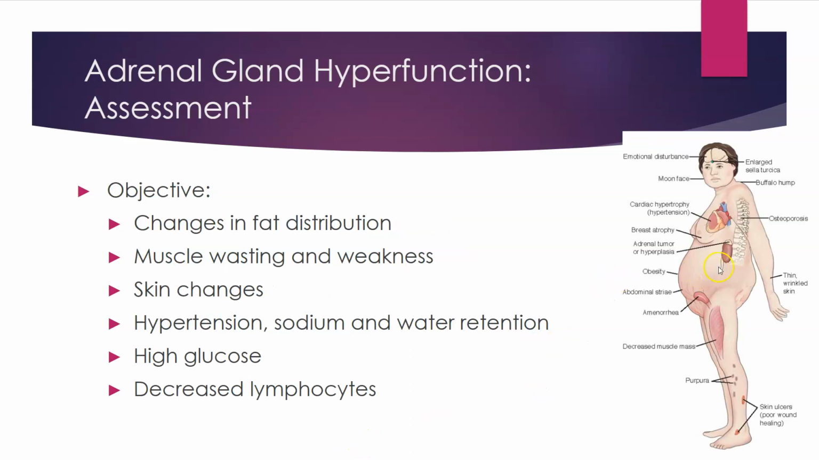So with that, you're going to see changes in fat distribution. You're going to see muscle wasting and weakness, skin changes, such as the striae and the thinning of the skin. You're going to have hypertension, sodium, and water retention. You'll have some high glucose, and you'll have some decreased lymphocytes, putting them at risk for infection. And so with this, you can kind of see the obesity. You can see some of these changes, moon face, buffalo hump. So all those different types of situations that can go along with this, including purpura and skin ulcers.